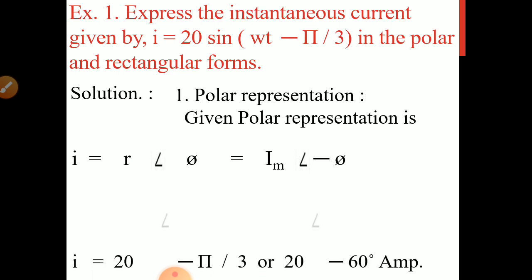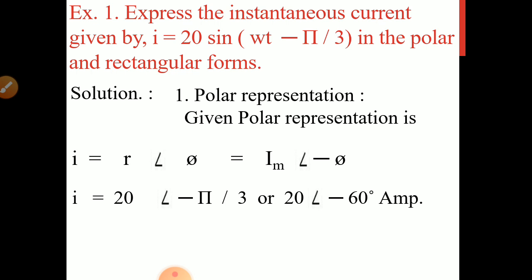So the answer is very simple. 20 angle minus pi by 3 in radians. Pi converted to degrees, that is 180 divided by 3, minus 60. So write down the unit of current, that is amperes.